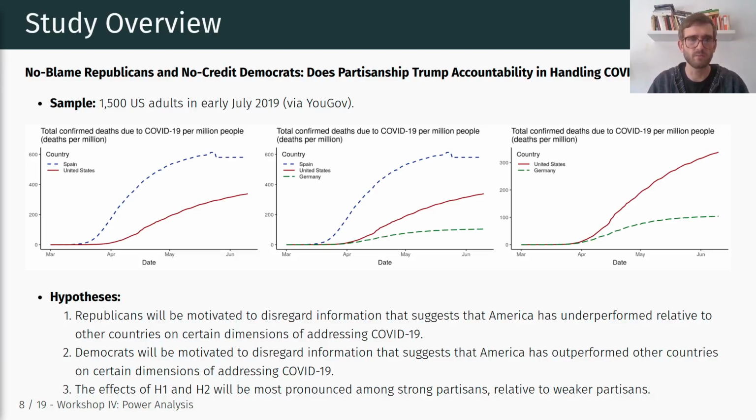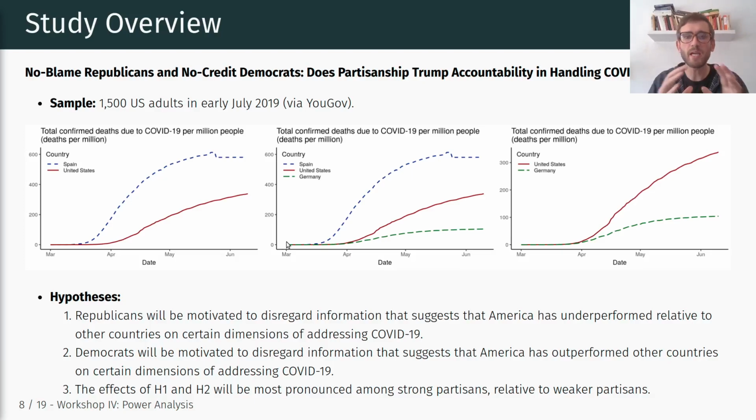The first hypothesis is Republicans will be motivated to disregard information that suggests that America has underperformed relative to other countries on certain dimensions of addressing COVID-19. Second hypothesis, kind of equivalently, Democrats will be motivated to disregard information that suggests that America has outperformed other countries on certain dimensions of addressing COVID-19. And thirdly, the effects of H1 and H2 will be most pronounced among strong partisans relative to weaker partisans. In the context of the power analysis that I'm going to present now, we will just focus on hypotheses 1 and 2, and disregard hypothesis 3 for the purpose of this illustration.